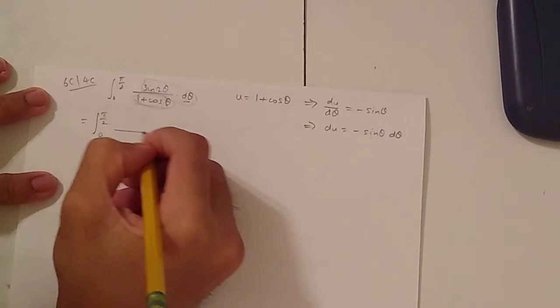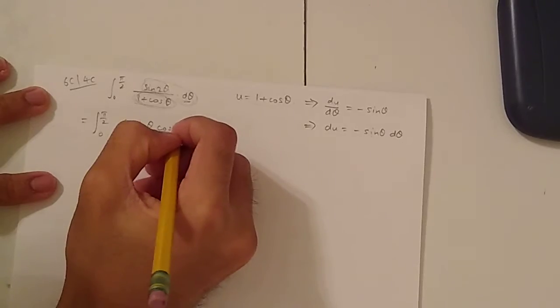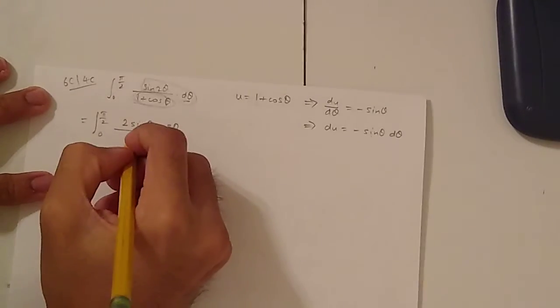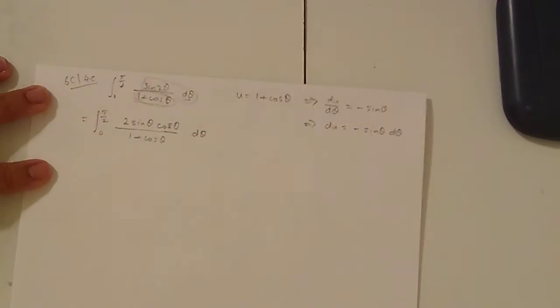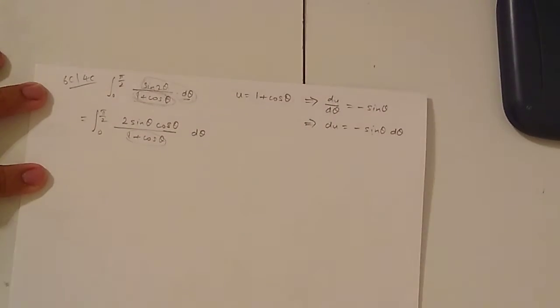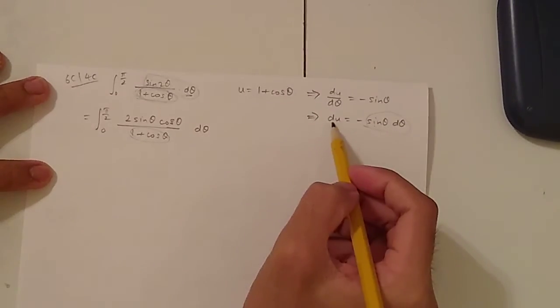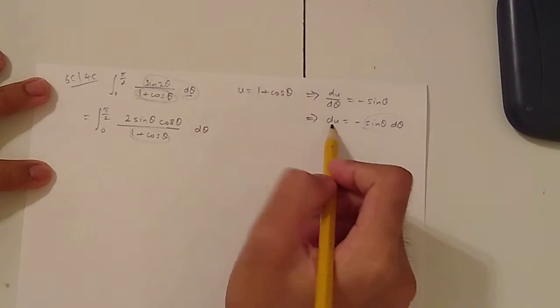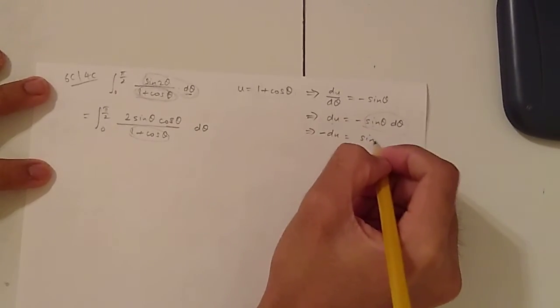Okay, and this becomes sin 2 theta is going to become 2 sin theta cos theta, 2 sin theta cos theta divided by 1 plus cos theta, the whole with respect to theta. Okay, now our substitution is going to be easier. Because 1 plus cos theta becomes u. Sin theta d theta, minus sin theta d theta is equal to du. In other words, minus du is equal to sin theta d theta.